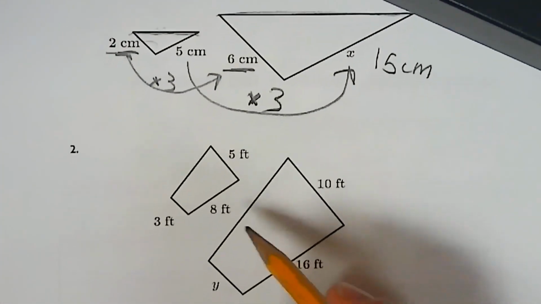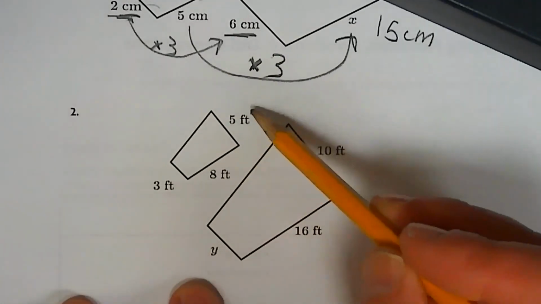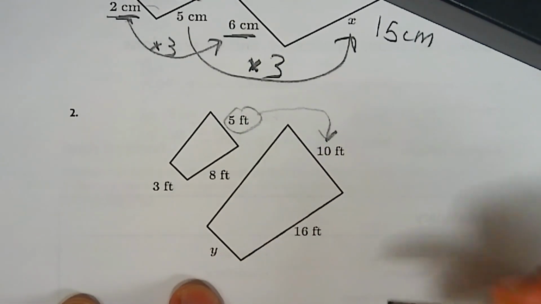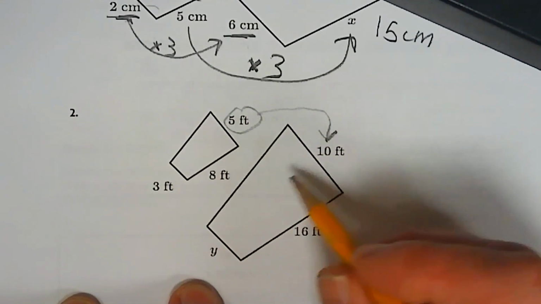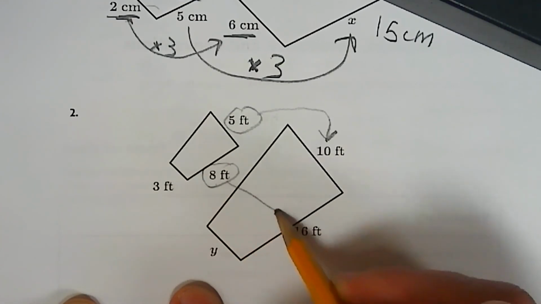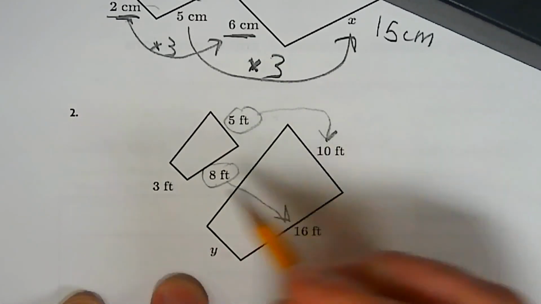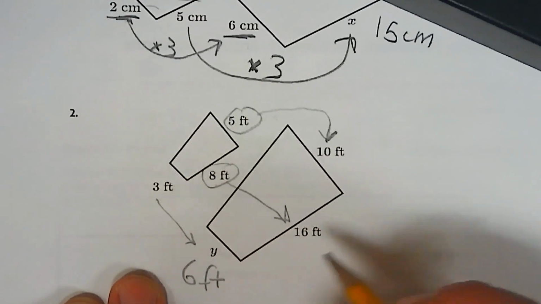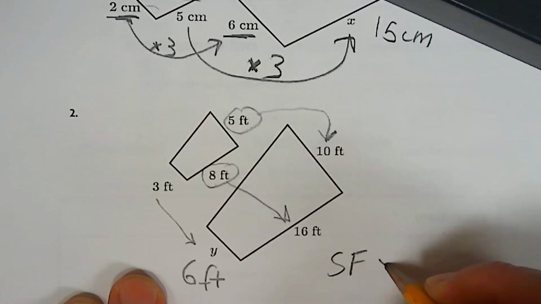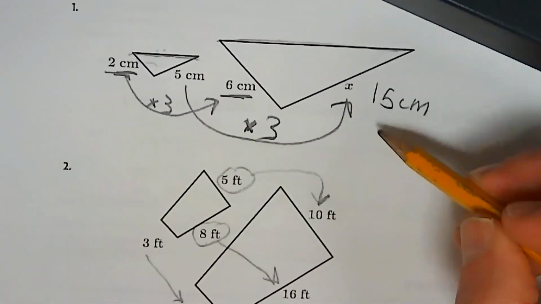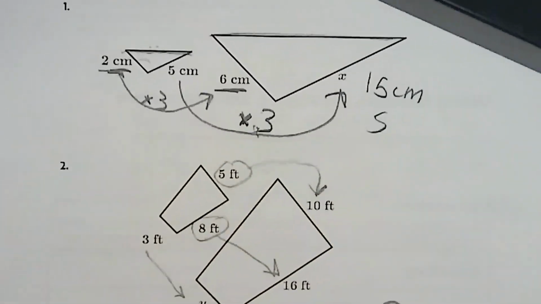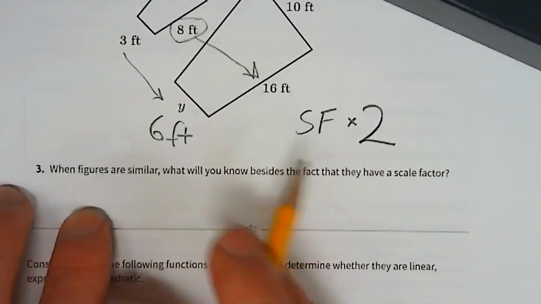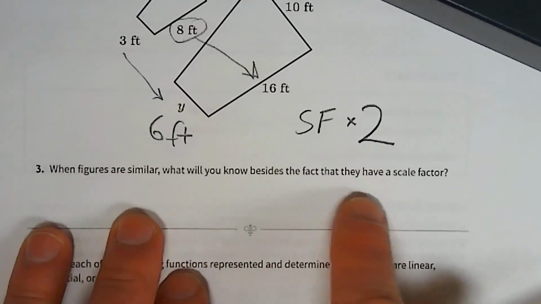Okay, what about this one? They said they're similar. It's already been said in the instructions. So 5 feet becomes 10 feet. We know that's times 2. Let's verify. 8 feet became 16 feet. That's times 2. 3 feet times 2 should be 6 feet. Scale factor times 2. I forgot the scale factor. Oh no, I said right there, scale factor times 3.